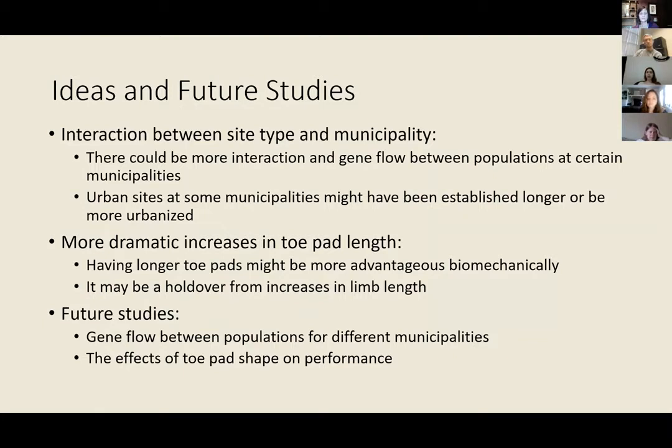And then for the more dramatic increases in toe pad length, having longer toe pads might be more advantageous biomechanically. So that could be for producing cling force, or that could be for greater sprint speeds, or it just may be a holdover from increases in relative limb length that I talked about earlier. And for future studies, you could look at gene flow between populations for different municipalities, and you could look at the effects of toe pad shape and lamellae size on performance. So those two things I talked about earlier.